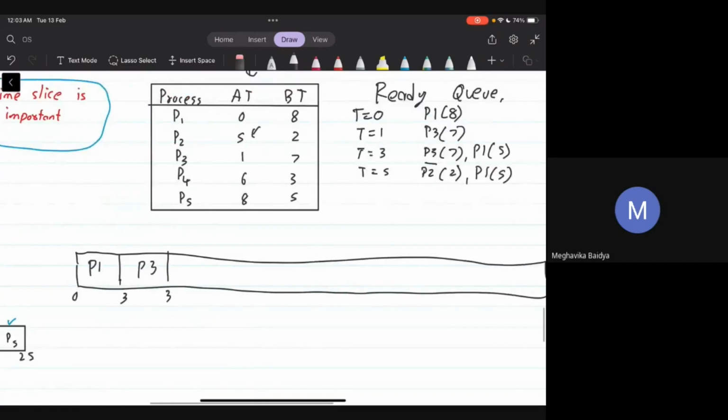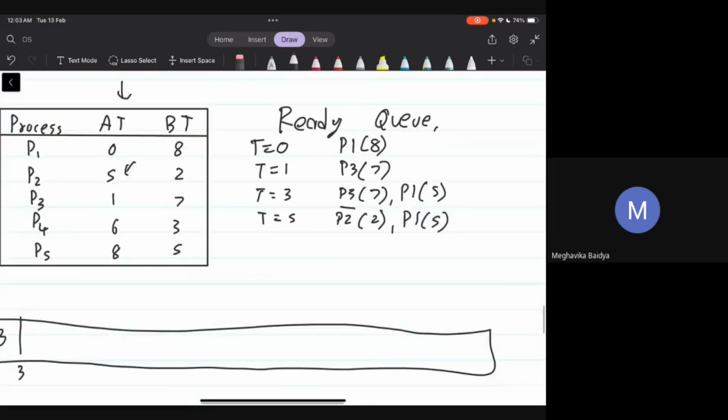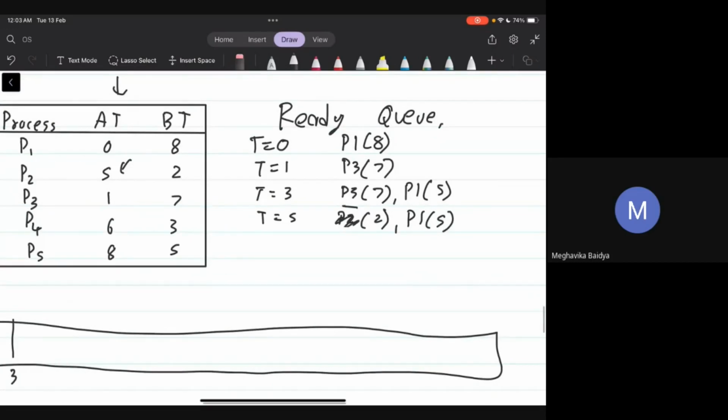TP5, P1, P2. Oh, P1, then P2 will come. Okay, that's a mistake I made. That was what I was looking for. So in this, the order is very important. So I'll start this again.